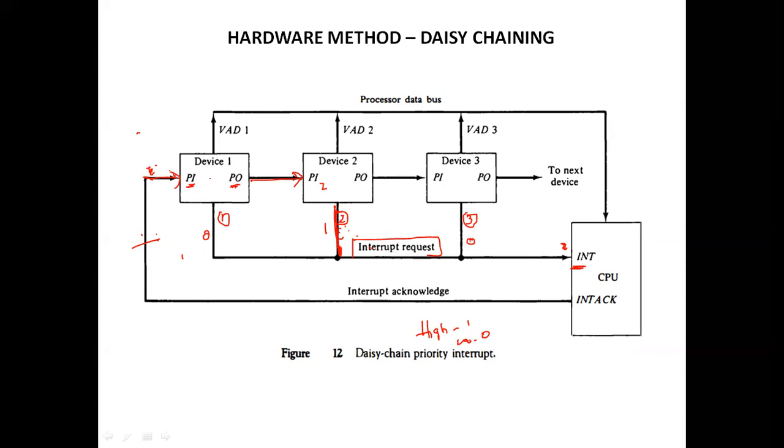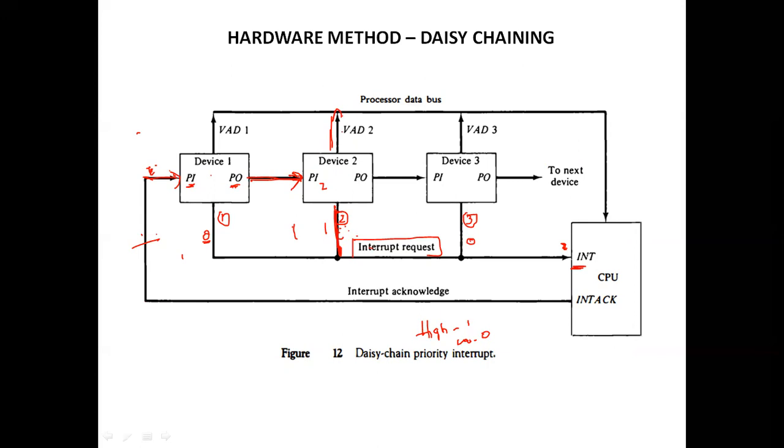If this device has not requested the interrupt, no, why? Because it is 0. So it will transfer the signal to the second device. If the device has requested the signal, yes, P2 has requested the signal, then it is going to activate this VAD line. It is going to activate this VAD line.